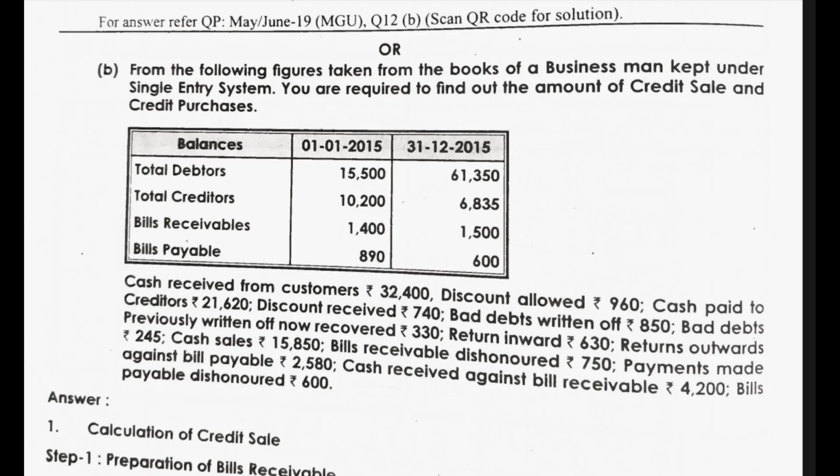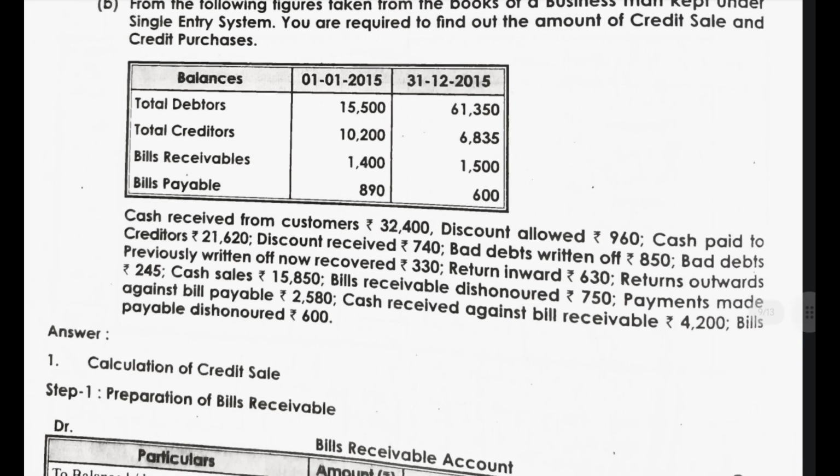So the opening and closing of debtors, creditors, bills receivable and bills payable is given here. This is the opening and this is the closing. The other information is: cash received from customer and discount allowed, cash paid to creditors and discount received, bad debts written off, bad debts previously written off now recovered, return inward, return outwards, cash sale, bills receivable dishonored, payments made against bills payable, cash received against bills receivable, bills payable dishonored. So this is the other information given to us.